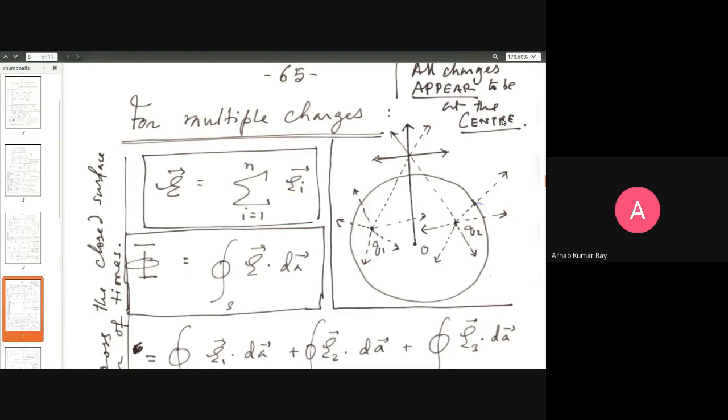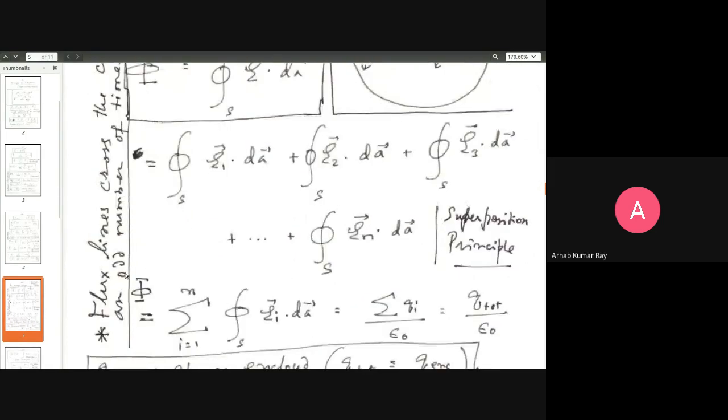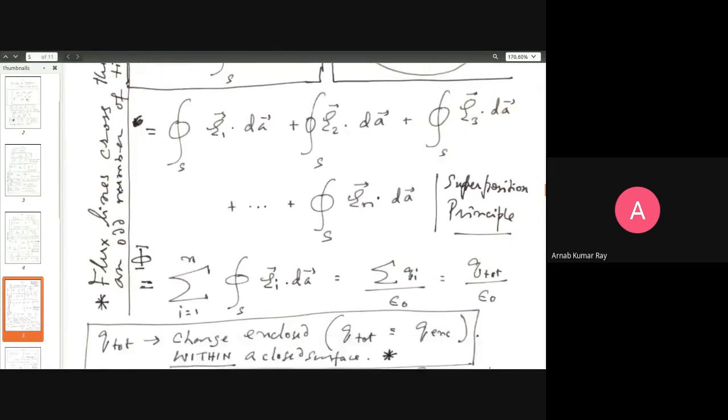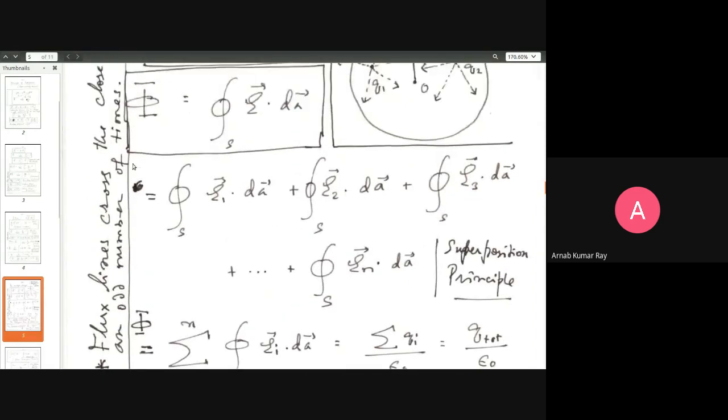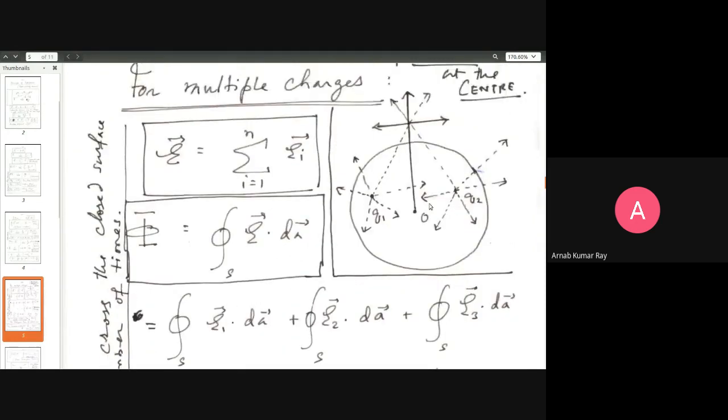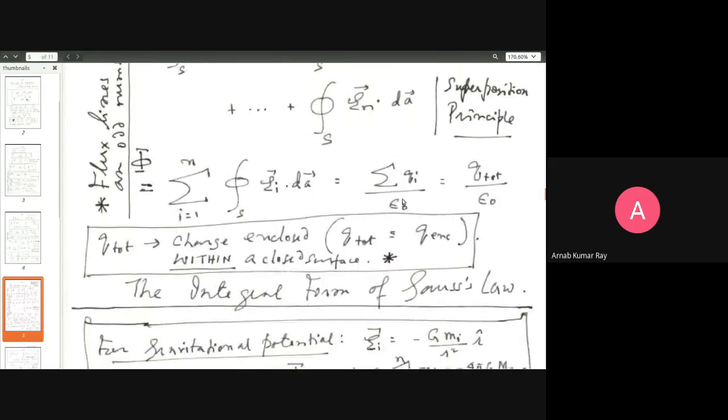So any charge which is enclosed within a surface will contribute to the flux. If it is a charge that is outside a surface, it will not contribute to the flux. That is the point I made. Flux lines cross the closed surface an odd number of times. So that is the point that has been made over here.